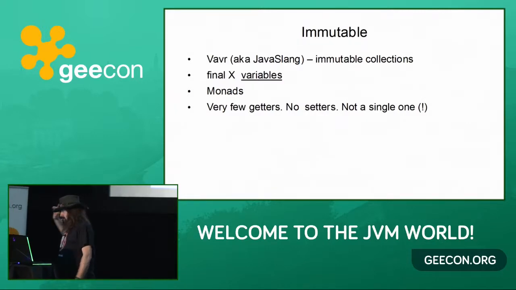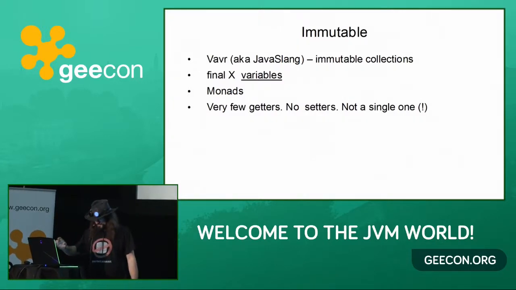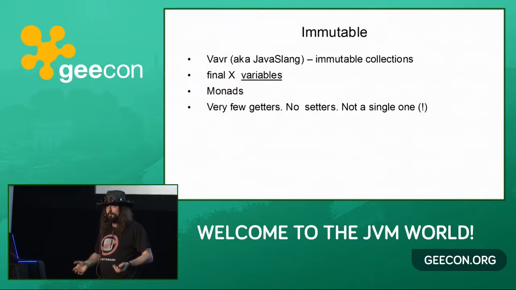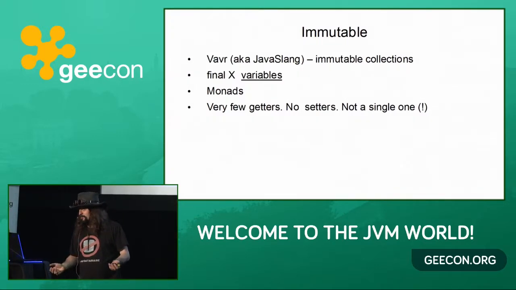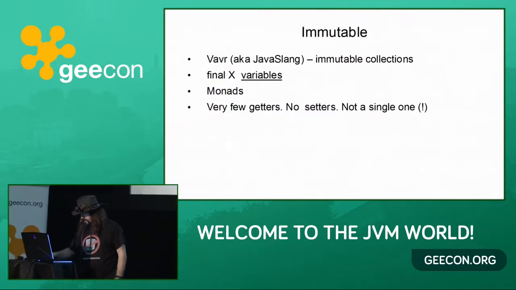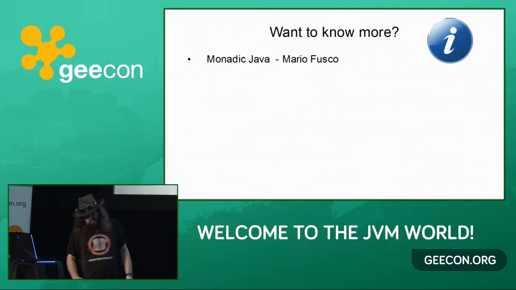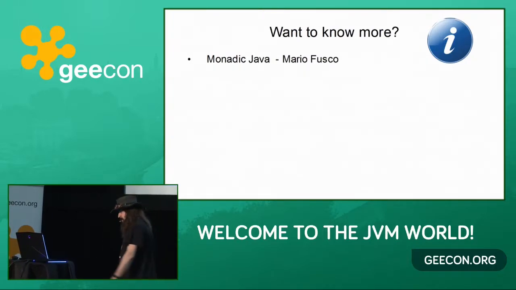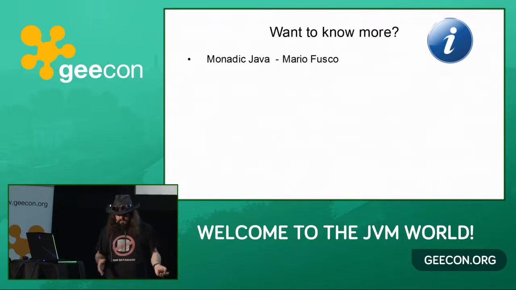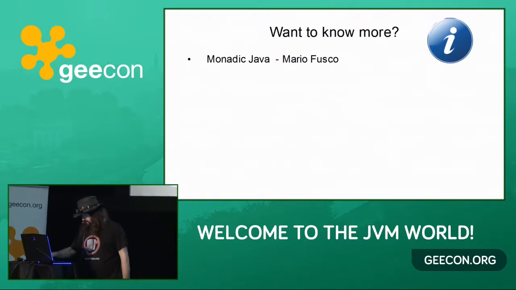So I don't have time to describe monads. But it's basically the trick of how you work with side effects, pretending that you do everything without side effects. That's a cool trick, but it works, and it makes your code really better, more stable. So if you want to know more, there is a great talk from Mario Fusco about monadic Java that describes those tricks. So basically, at the end of the day, it means you are writing functional code with Java, and it doesn't really look bad.